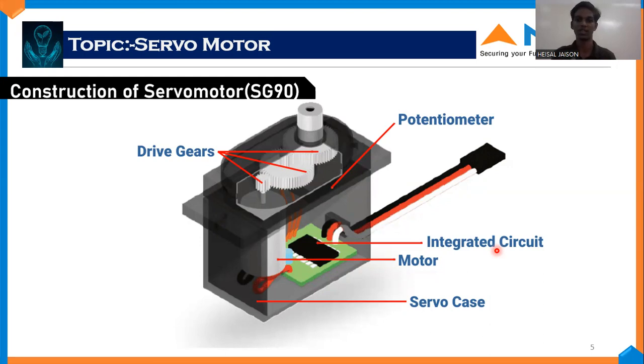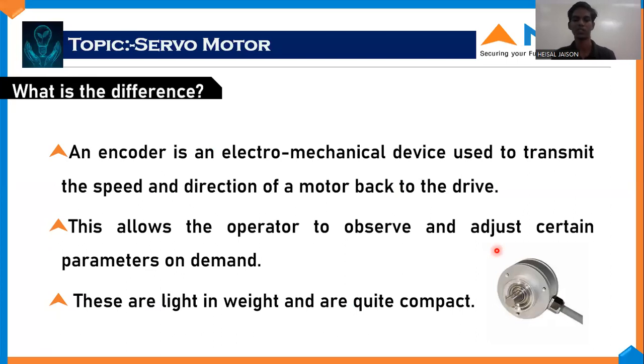Then you can see a motor, as I said, a permanent magnet motor in the servo motor case. Normally it will be plastic and transparent, so we can see both sides of the motor. Then what is the difference between a normal motor and a servo motor? The only main difference is that it has a feedback system using a potentiometer, so it can stop the motor at the angle it needs.